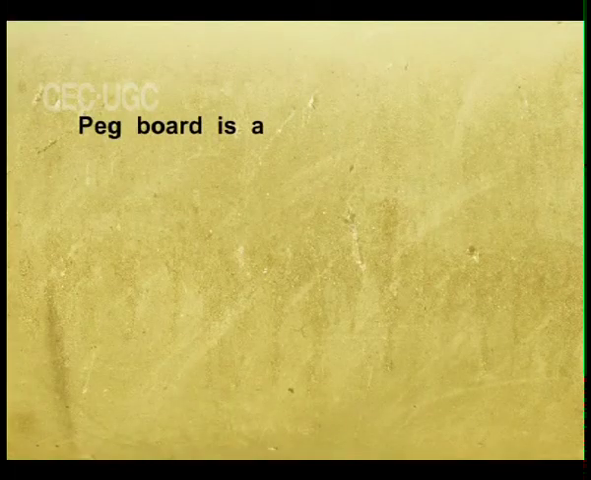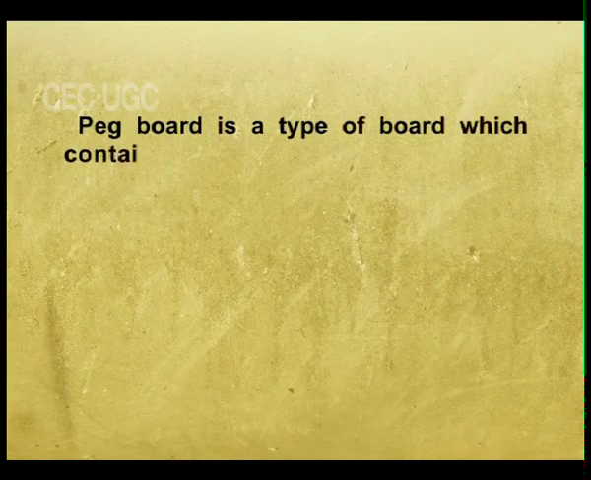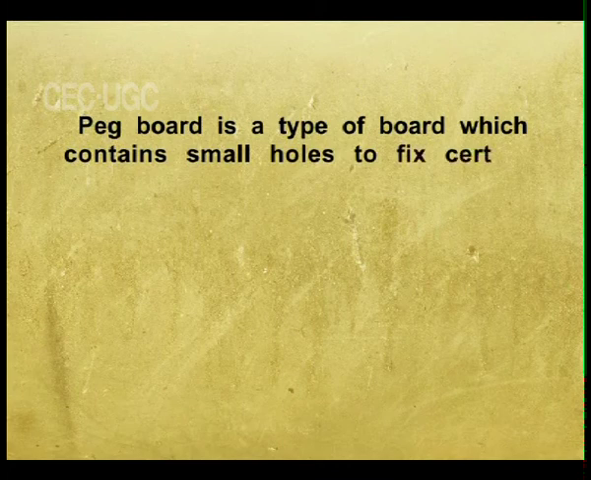Paper cutouts of characters and objects in a story can be placed on the board. It permits numerous arrangements of visual materials. Bulletin board is a soft board which will hold pins or tags. It is also called a pin board or notice board. Pegboard is a type of board which contains small holes to fix certain letters into the holes.